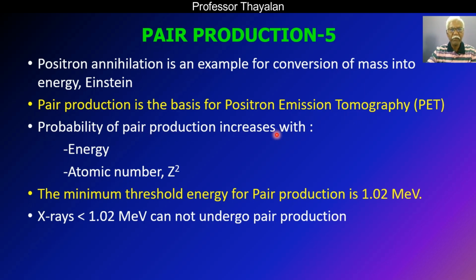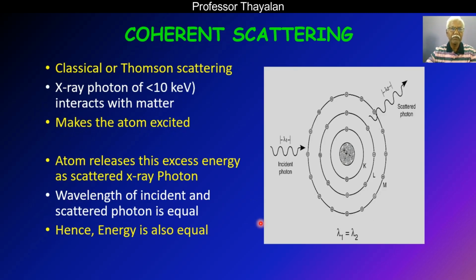The probability of pair production increases with the energy and also increases with the atomic number. The probability of pair production is proportional to Z squared. As the atomic number increases, the probability increases. The minimum threshold energy for pair production is 1.02 MeV. If the X-ray photon has energy lesser than 1.02 MeV, it cannot undergo pair production.